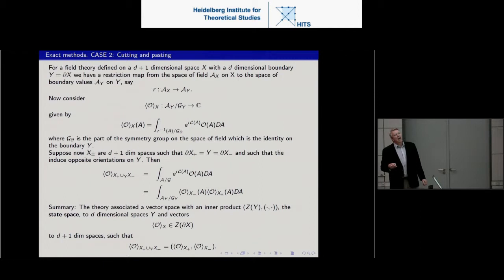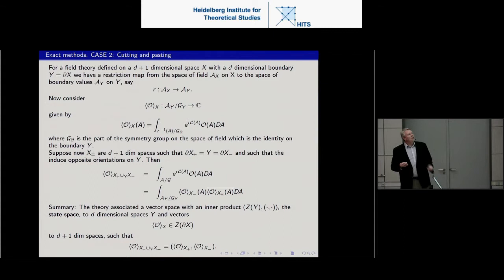Of dimension d, namely this y here. And that we are going to call the state space in dimension d. And then for d plus one dimensional guys, it will associate a vector in the vector space of the boundary of that guy. And then, of course, if I want to know the expectation value of the observable for the whole system, I just take the inner product of those two vectors in this vector space. So this here already tremendously reduces the complexity of the theory.